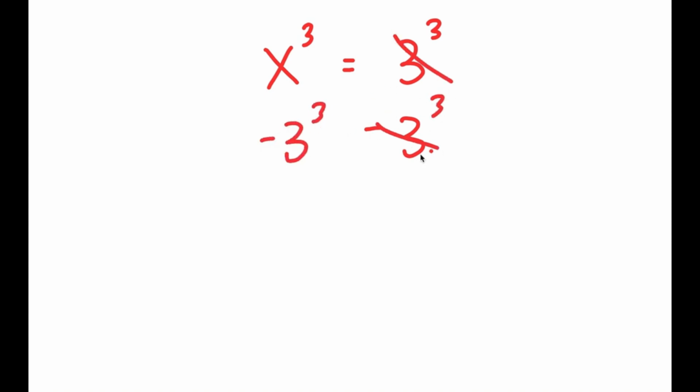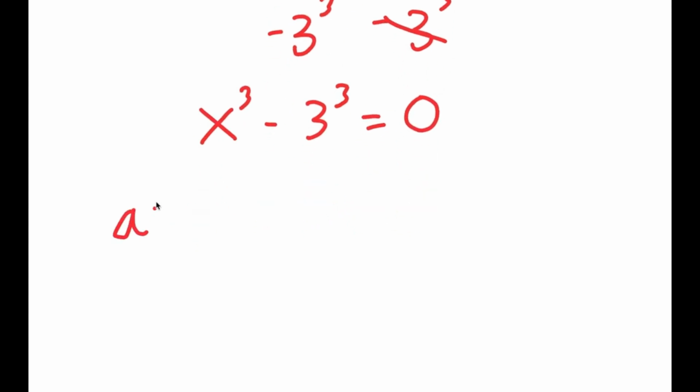Alright, so in this video, I'm solving the equation x to the power of 3 is equal to 3 to the power of 3. So to solve this, I'm going to first start by subtracting 3 to the power of 3 on both sides. So now I get x to the power of 3 minus 3 to the power of 3 is equal to 0.